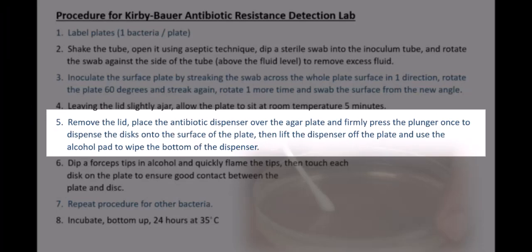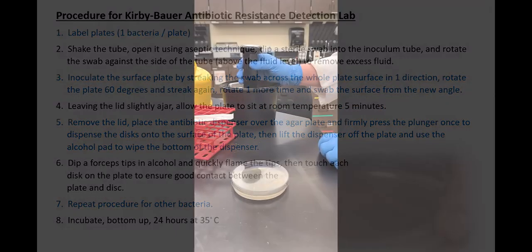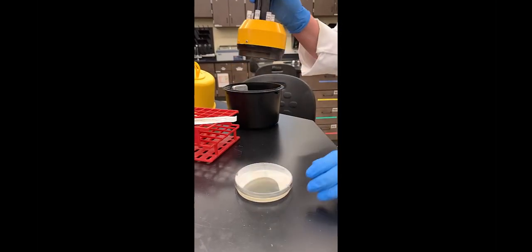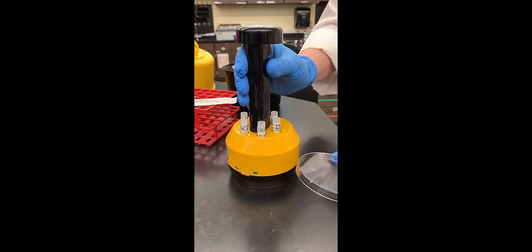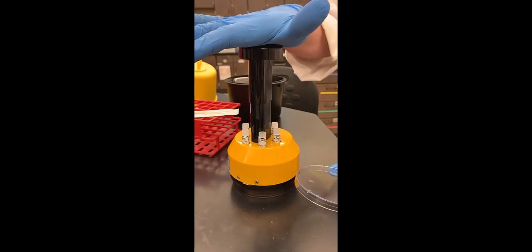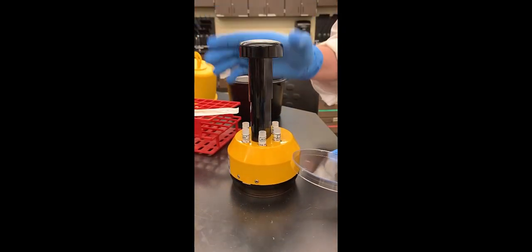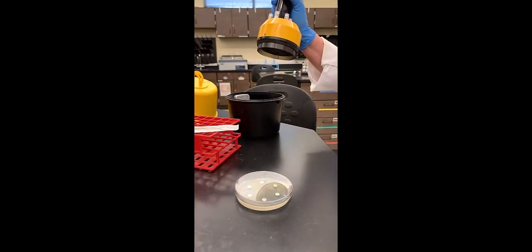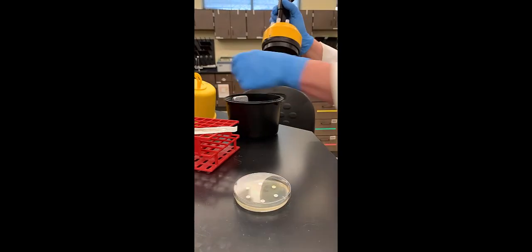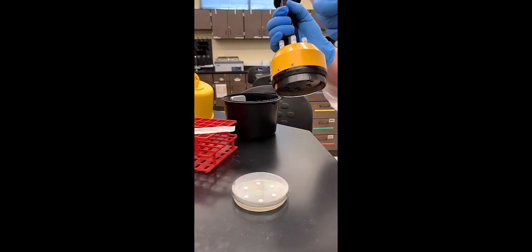In our lab, we use an antibiotic dispenser to place those antibiotic impregnated discs with the known concentration of the antimicrobial compound on the surface of that agar. To do this, simply remove the lid from the plate, place the dispenser over that plate, and firmly press the plunger down just once to dispense the discs onto that surface. Then lift the dispenser off the plate. Use an alcohol pad to wipe the bottom of the dispenser.